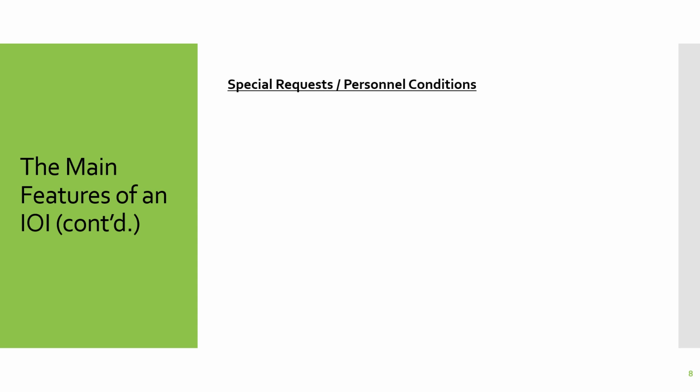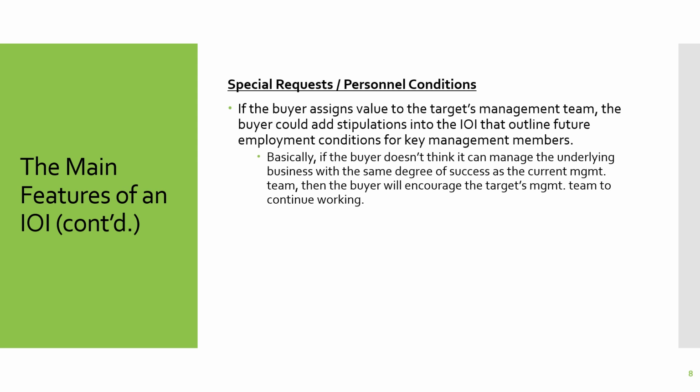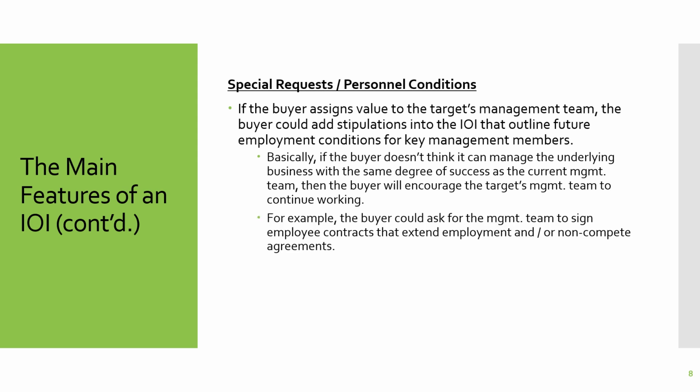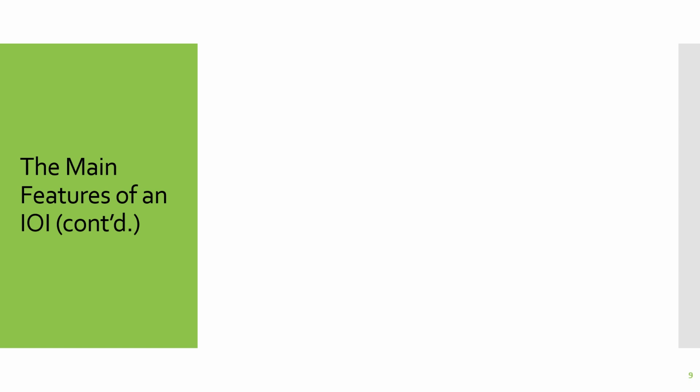Special request personnel conditions. If the buyer assigns value to the target's management team, the buyer could add stipulations into the IOI that outline future employment conditions for key management members. Basically, if the buyer doesn't think it can manage the underlying business with the same degree of success as the current management team, the buyer will encourage the target's management team to continue working. For example, the buyer could ask for the management team to sign employee contracts that extend employment and/or non-compete agreements. If the purchase price is inclusive of rollover equity or additional earnout considerations, the target's management team will be aligned with the company's future success and disincentivized to leave the business or compete against the business.